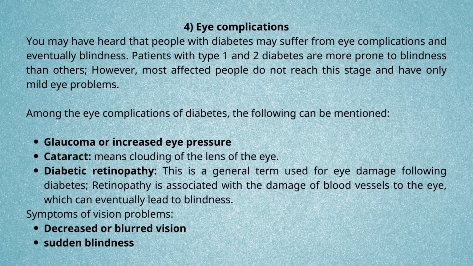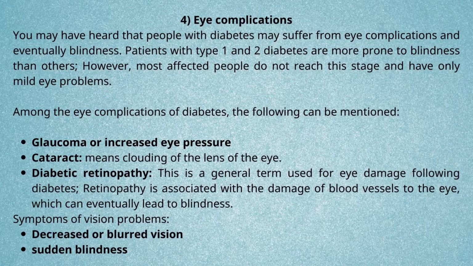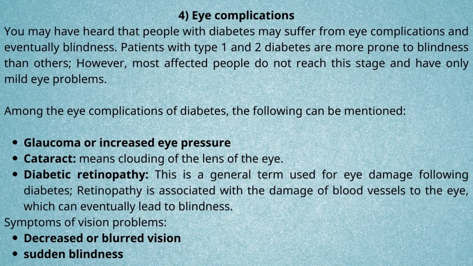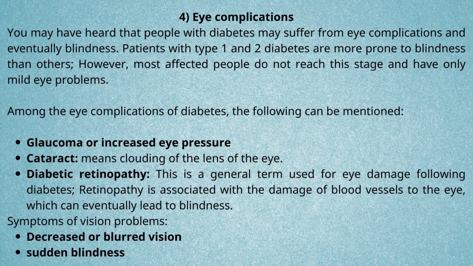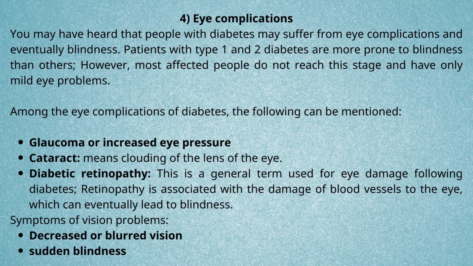4. Eye complications. You may have heard that people with diabetes may suffer from eye complications and eventually blindness. Patients with type 1 and 2 diabetes are more prone to blindness than others. However, most affected people do not reach this stage and have only mild eye problems. Among the eye complications of diabetes, the following can be mentioned.